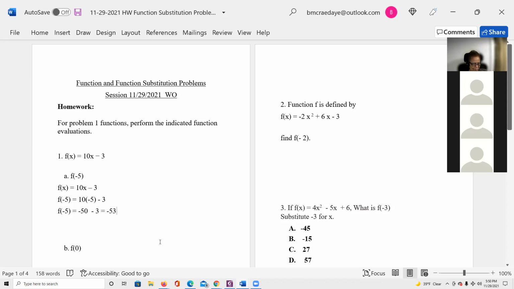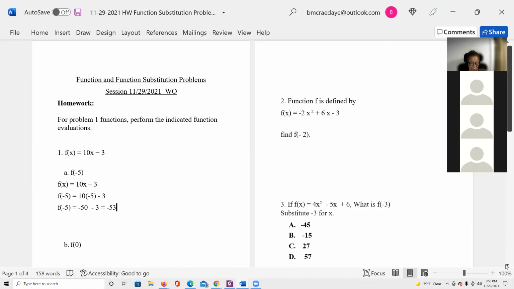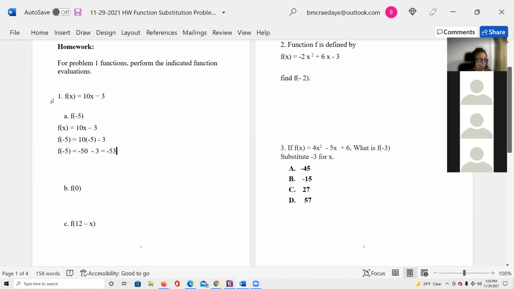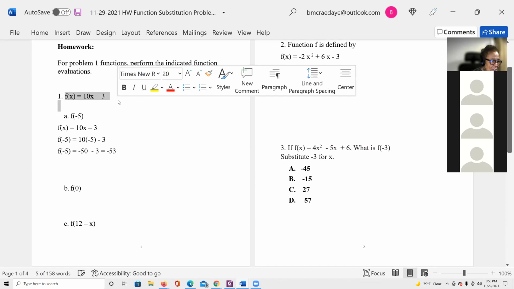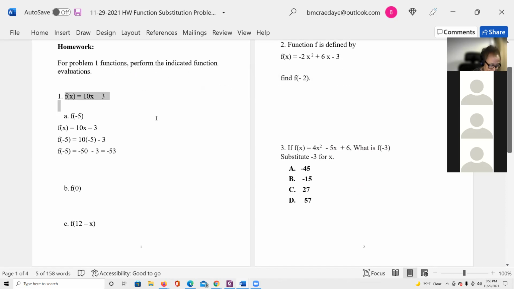So Audrey, what would the next one be? f of 0. Now remember, we're using the same function equation. So we take this equation and copy it here.